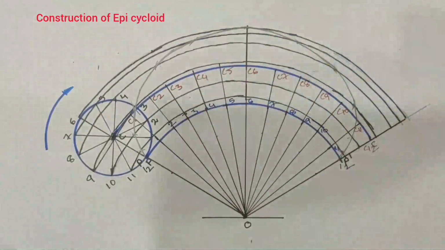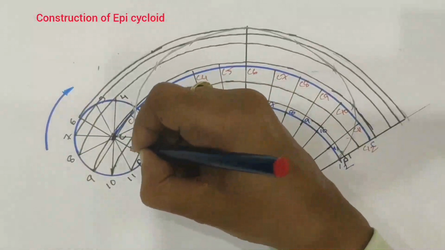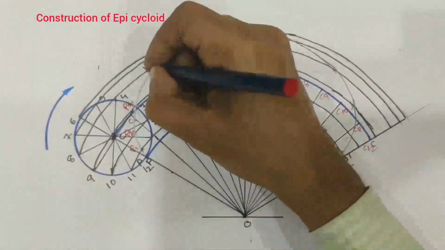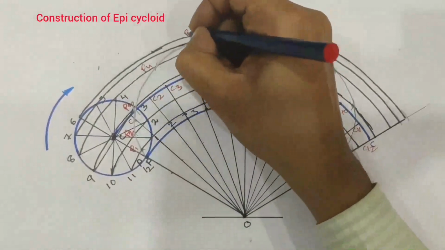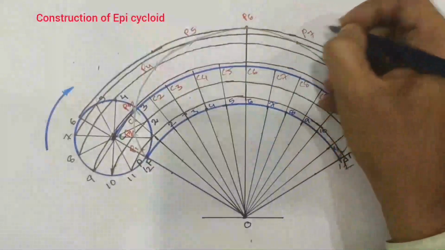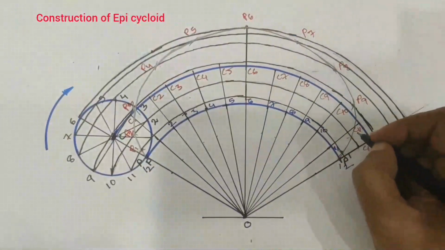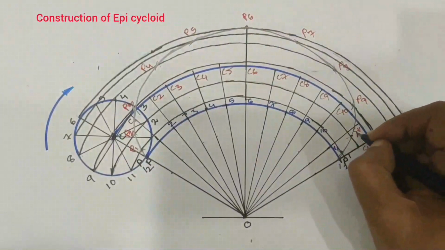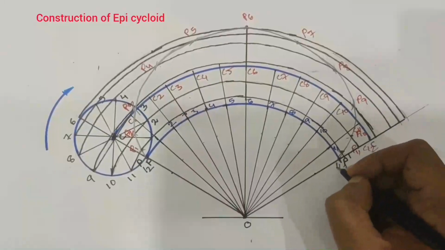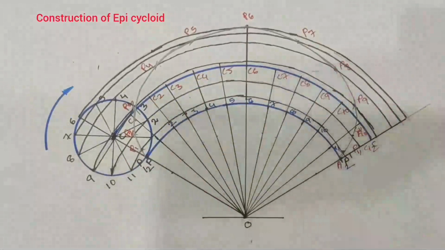This curve is to be drawn with H pencil. Then name the points on the curve, say P1, P2, P3, P4, P5, P6, P7, P8, P9, P10, P11, and this is P12. Now dark this curve with H pencil.